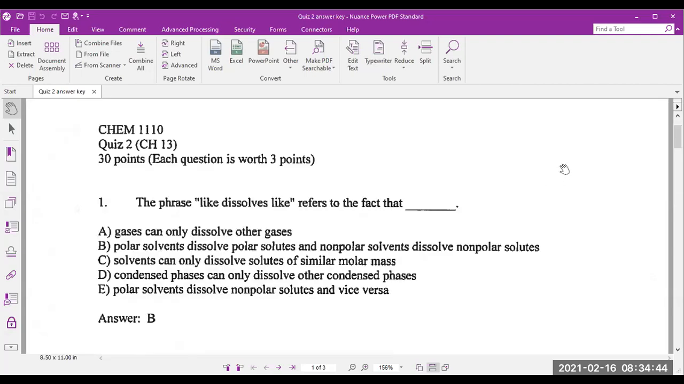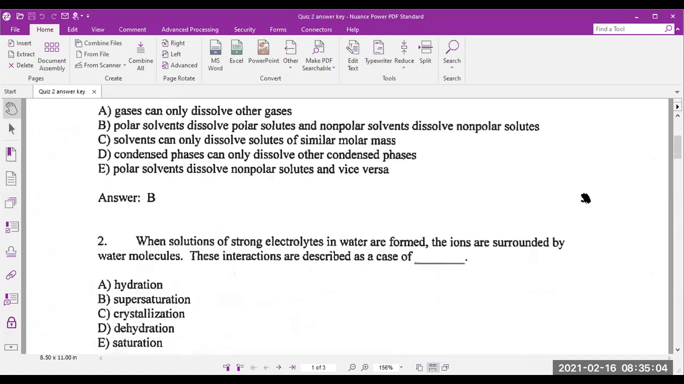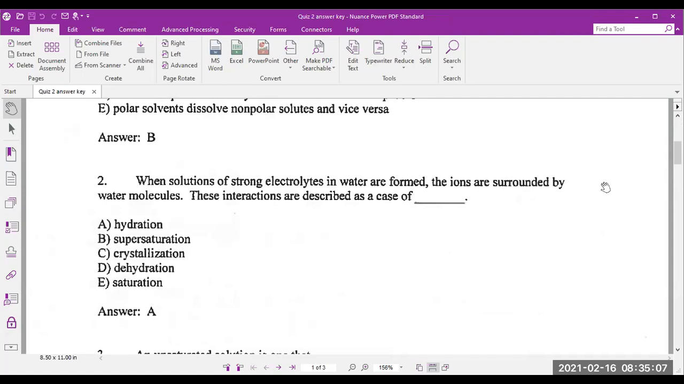Okay, so quiz number 2. The first question was the phrase like dissolves like refers to the fact that, and the answer was B, polar solvents dissolve polar solutes and nonpolar solvents dissolve nonpolar solutes. Number 2, when solutions of strong electrolytes and water are formed, the ions are surrounded by water molecules. These interactions are described as a case of, and the answer there is hydration.